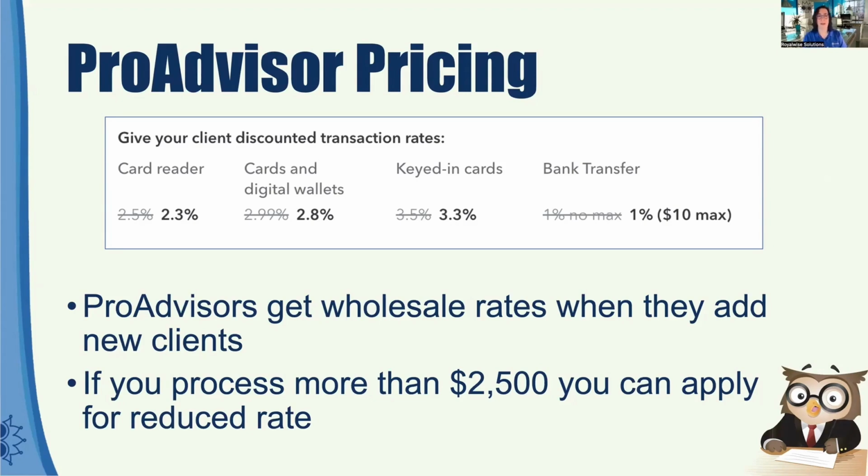The card reader rate goes down to 2.3, so you're saving 0.2%. The cards and digital wallets go down to 2.8, so you're saving almost 0.2%. Keyed in cards is 3.3, and then the bank transfer has a cap on it. So it's still 1%. Now, I'm having a debate right now with a couple people whether it's $10 or $15. You may come up with 10, you might come up with $15 max, but that basically means that it's 1% up until you hit that magic threshold. But then once you top $10 or $15, then you don't pay anymore.